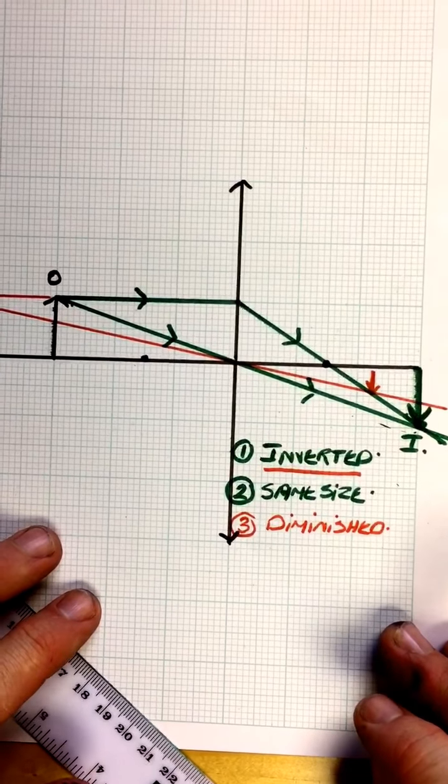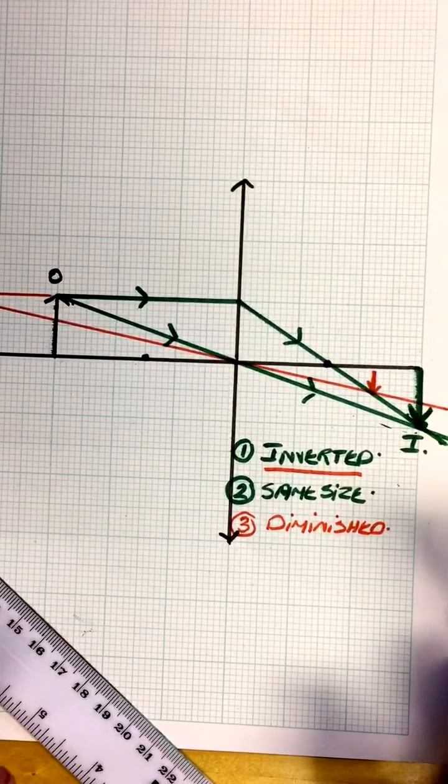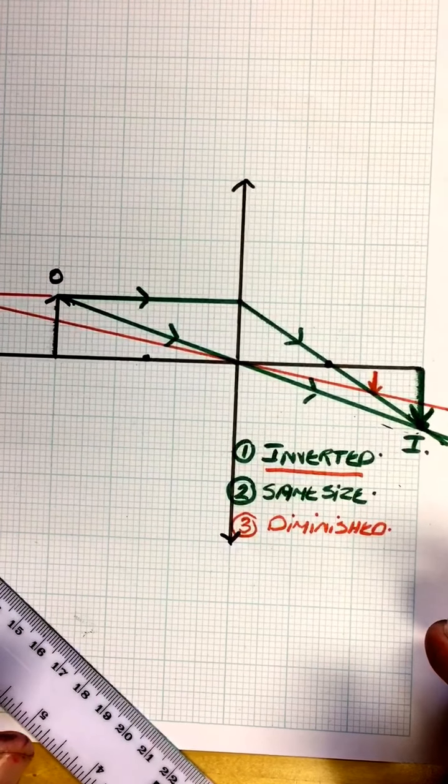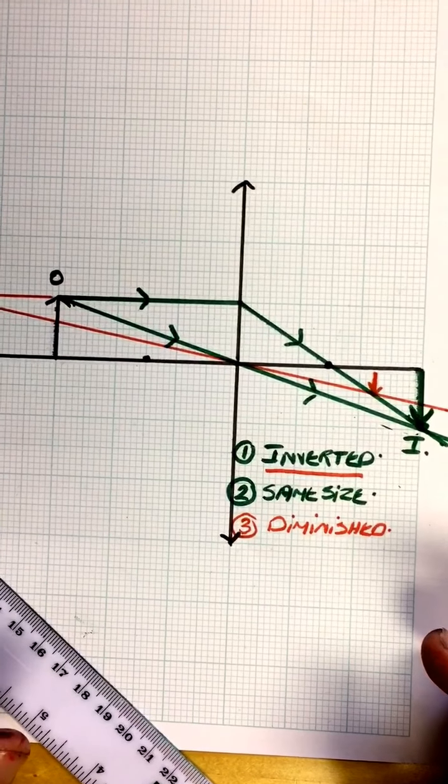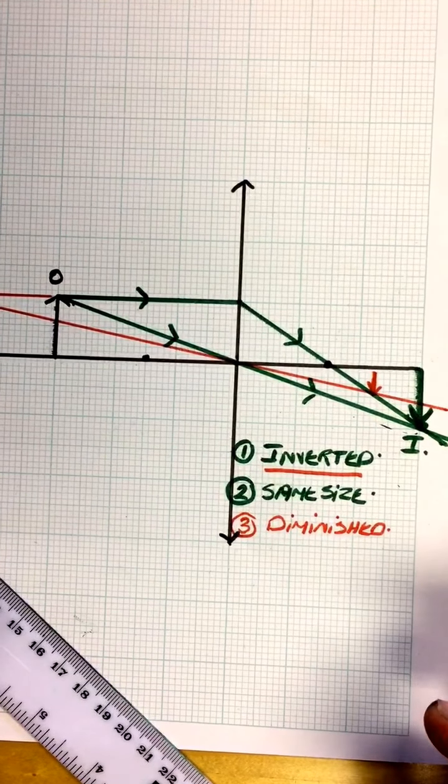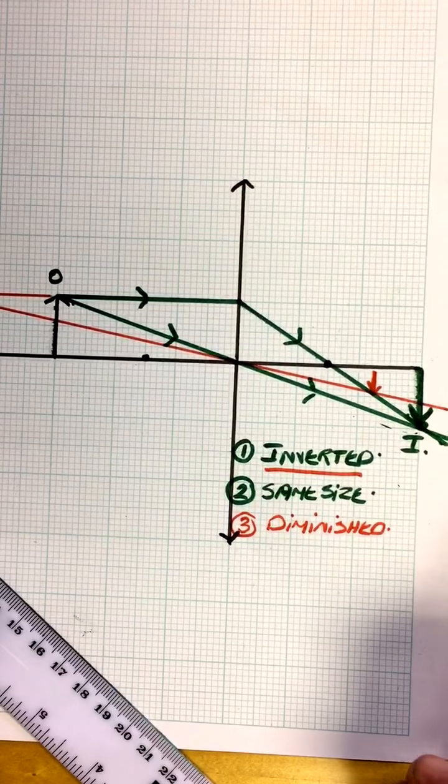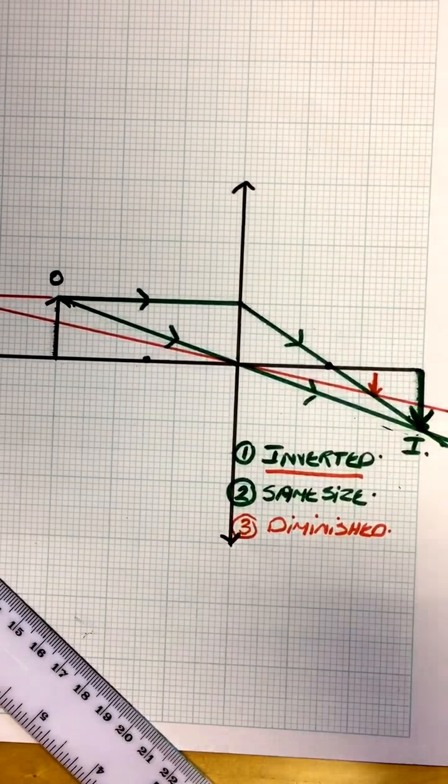So that's your three possibilities that you'd be expected to do if you're working with convex lenses and looking at where the images would form whenever you're looking at them inside, on, or outside of the focal point. Hope that helps.